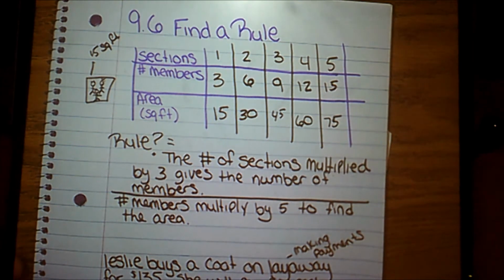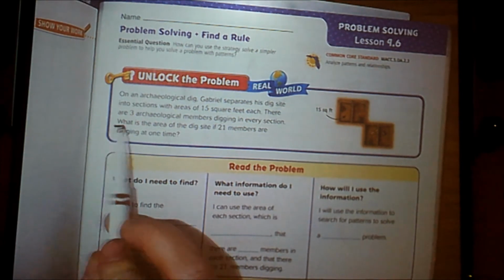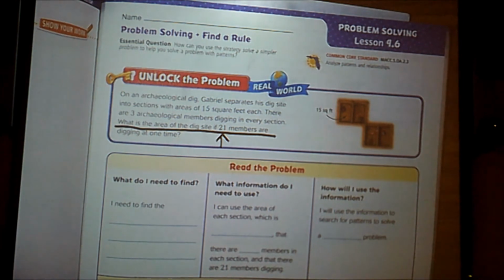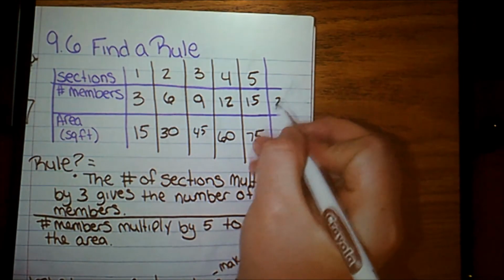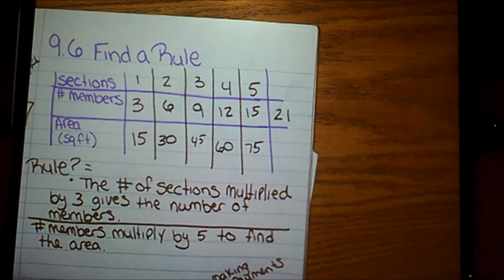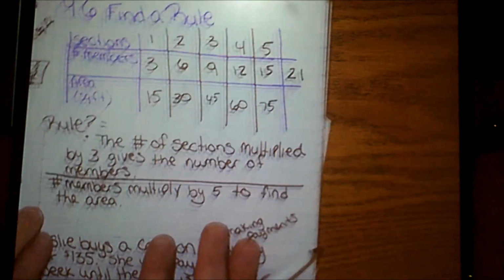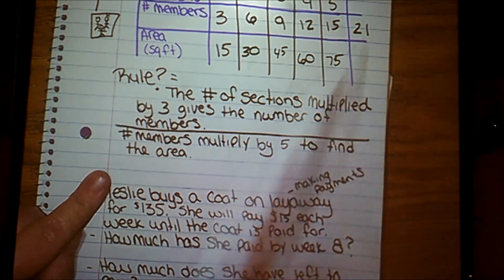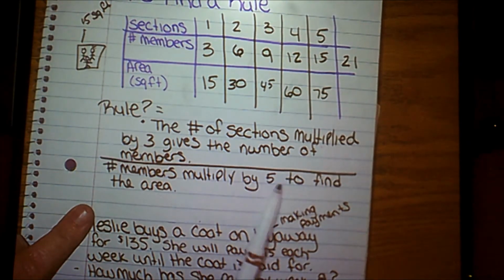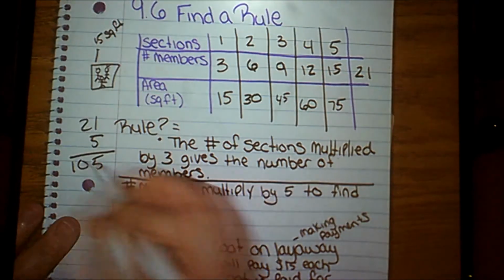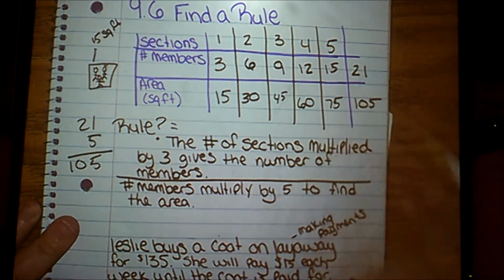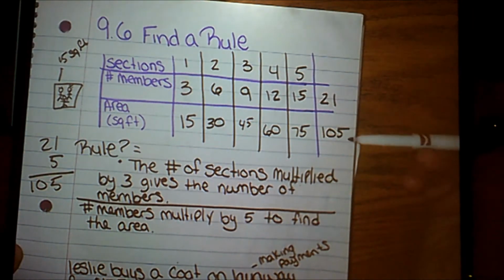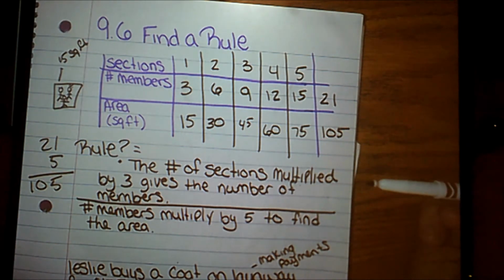Well, remember, our question wants to know what is the area of the dig site if I have 21 members. So I'm going to fill in 21 members because I haven't gotten there yet. And I'm going to follow my rule, which says that I take the number of members, my 21, and I multiply it by 5 in order to find my area. That is 105. So the area that these 21 members are going to be covering is 105 square feet.